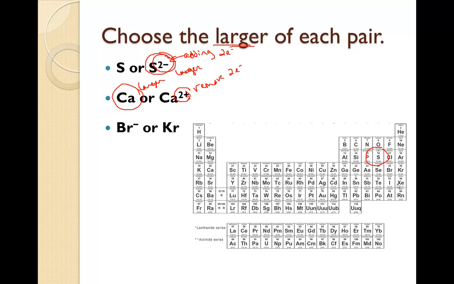Bromine minus versus krypton. That's hard because remember, those are two different elements. They actually have the same amount of electrons. 35 plus 1 is 36 electrons. And this question here is trying to reinforce the fact that it's not just the amount of electrons. It's the attraction between the positive and the negative that's actually causing the size change. Because there's less attraction in the bromine, because there are fewer protons, the bromine minus 1 is larger.